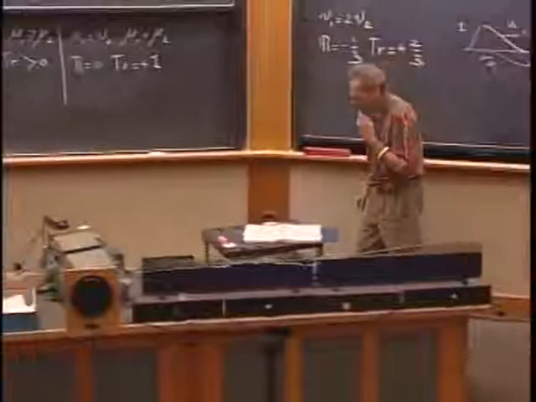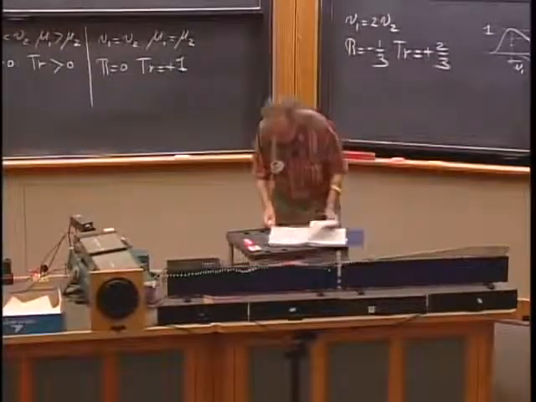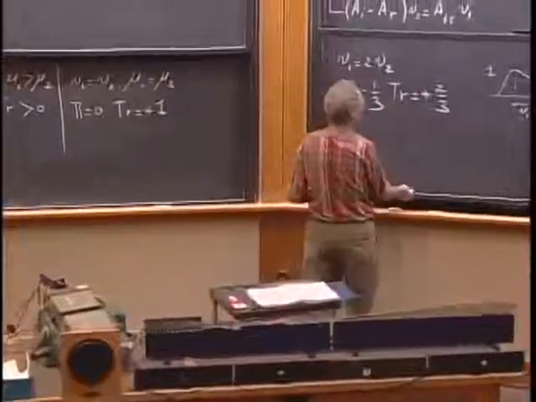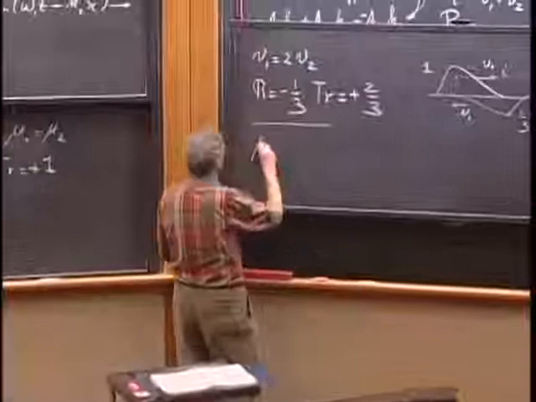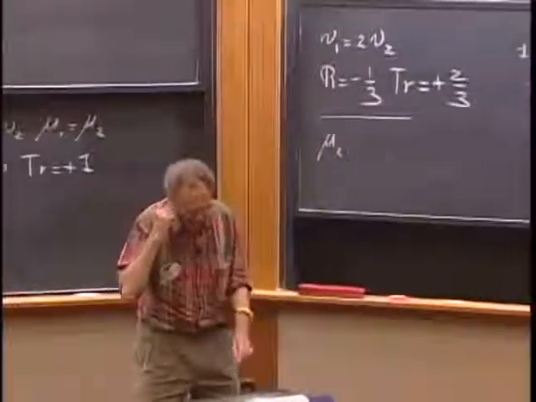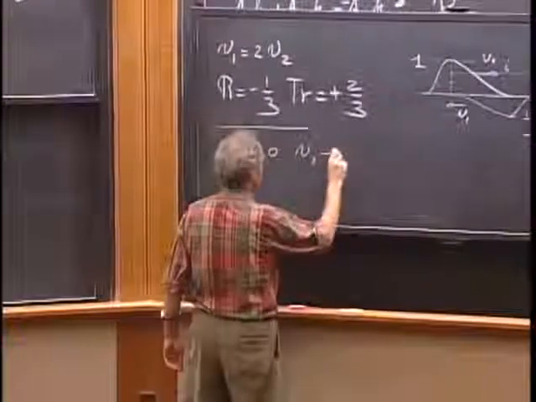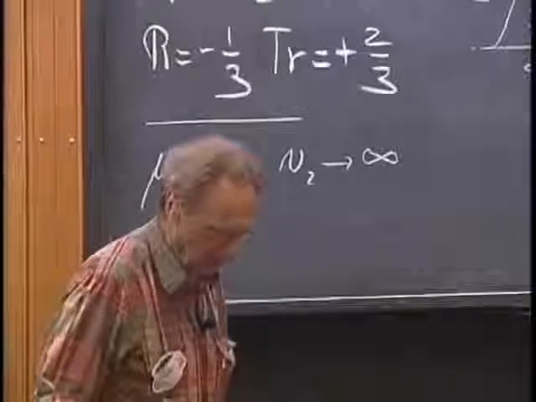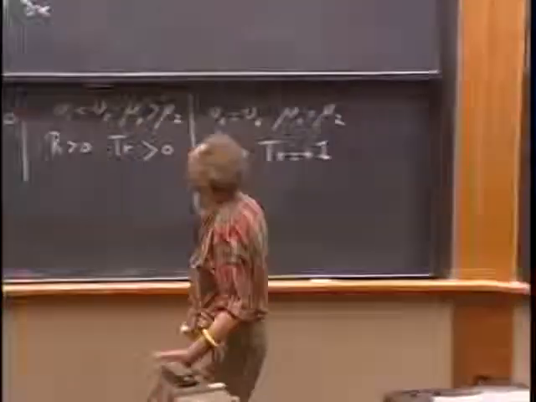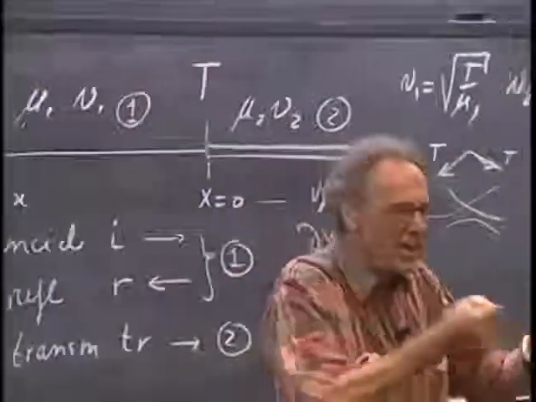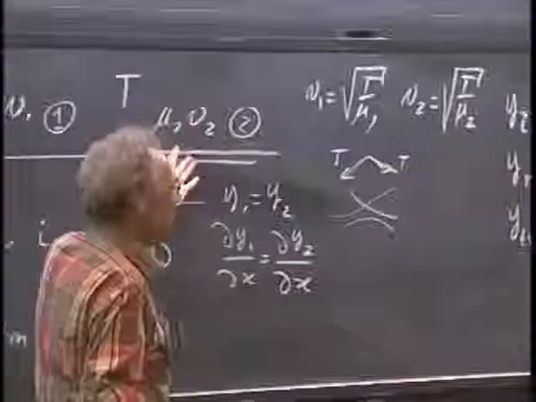I only have one problem. And that problem is going to be your problem. And that is the following. I would like to explore now the possibility that mu2 is going to be 0. That means V2 has become infinitely high. If mu2 is 0, there is nothing here. It means there is tension on the rope, but there is nothing here, it's empty.